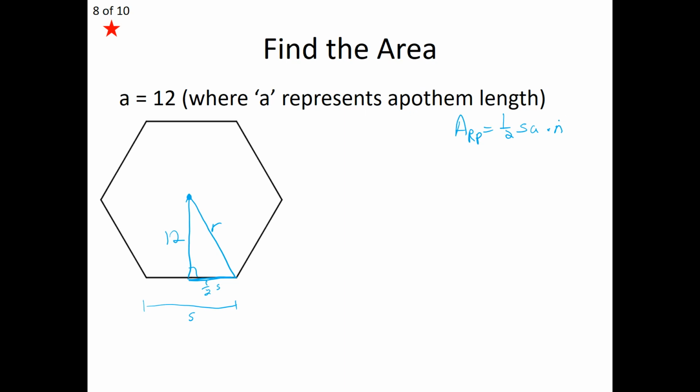Well, I can count the number of sides, check. I know there's 6 sides. I was given the apothem, that's 12, check. But do I have the side measure? Nope, I don't have that, which means our goal is to find the length of that side. So how do we go about doing this?